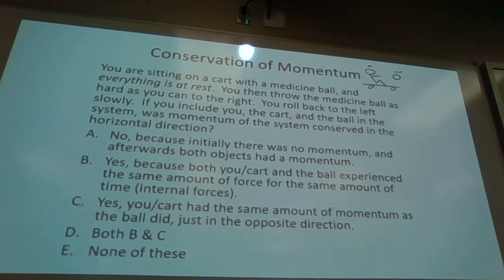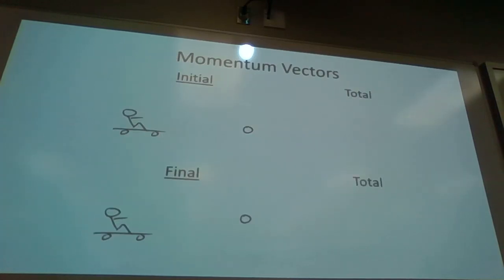The other thing I want to bring out is why. I started with zero momentum for the system, but the ball definitely had momentum afterwards. I had momentum afterwards. How is it that the total momentum of the system was conserved? Because before I had nothing, and then afterwards I had something. Does my question make sense?